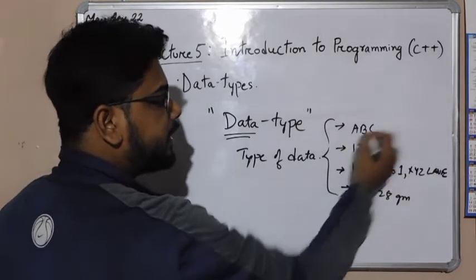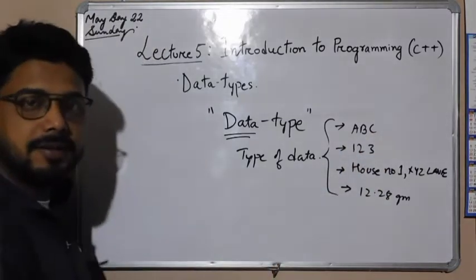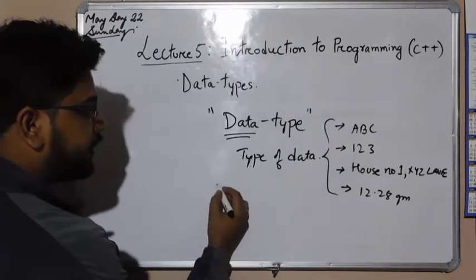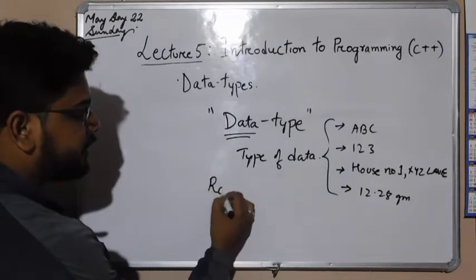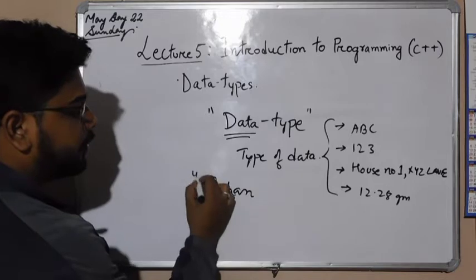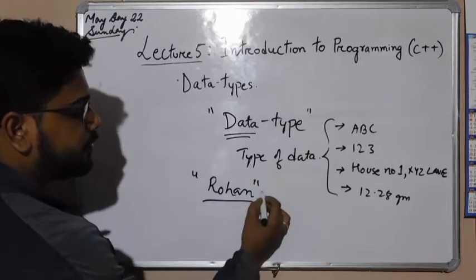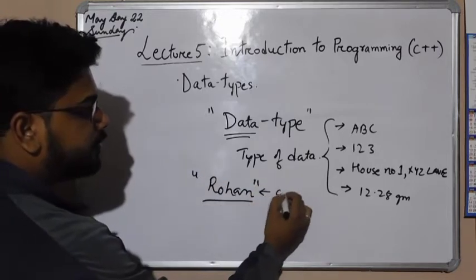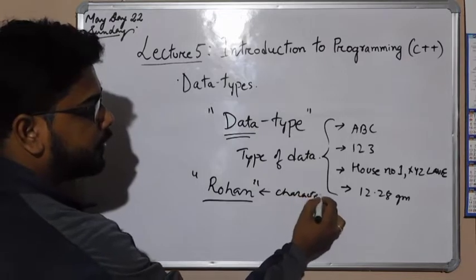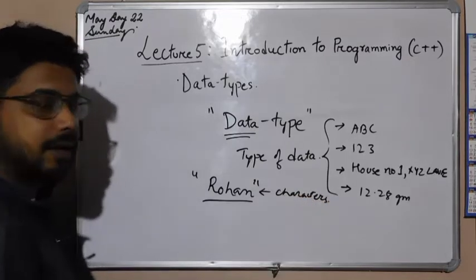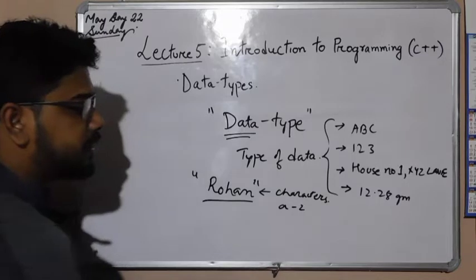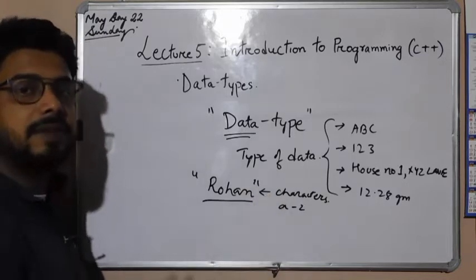For example, this contains ABC. What is ABC? It is a collection of characters. For example, our name. For example, let's say Rohan. Rohan is a name. So it is composed of characters from, let's say, A to Z. So these all are made up of characters.